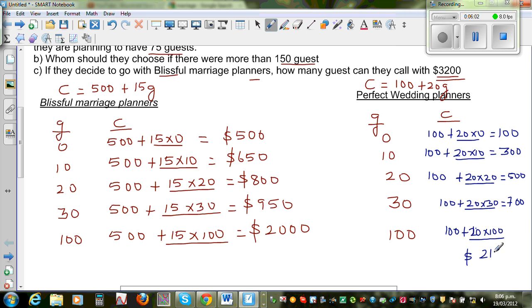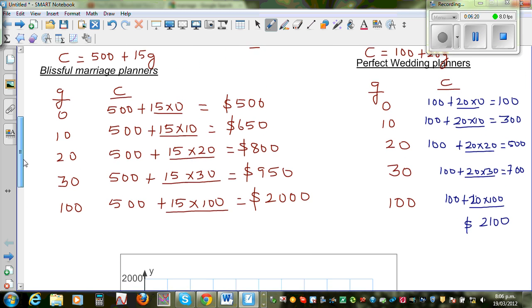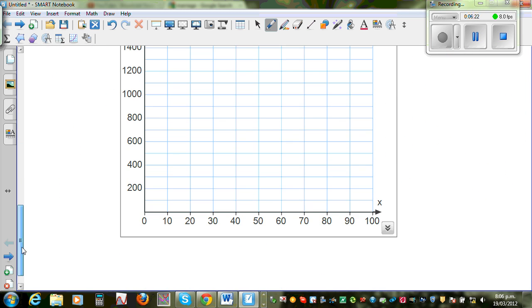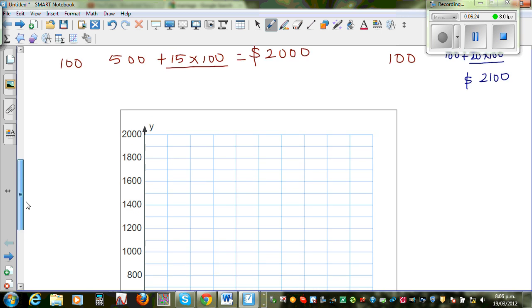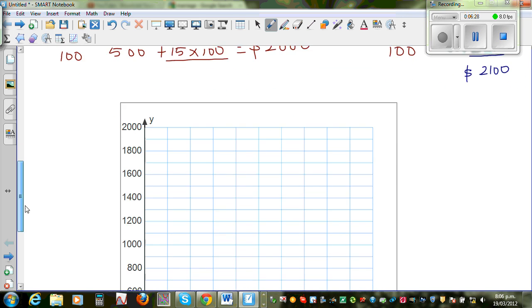So this is 2100. Hopefully I've not done any silly mistakes here. Let me confirm: this is 2000 plus 100. Hopefully I'm right, and I'll check this on a calculator later on. So let us plot these points on the graph. I have gone only up to 2000, so that's fine.